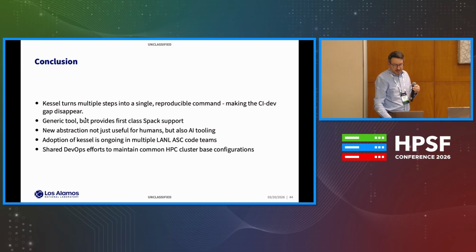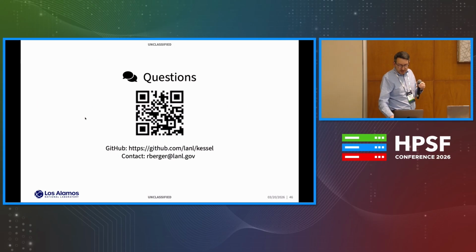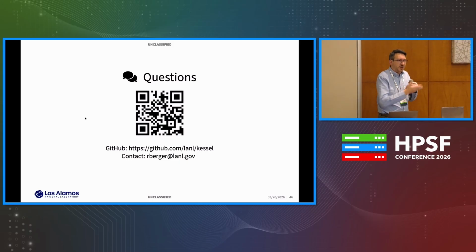Adoption is ongoing at Los Alamos, at different ASC code teams, and a side benefit of this is that we're trying to have this shared DevOps effort to have a shared SPAC configuration. And yeah, it's open source. You can find it on GitHub. And yeah, let me know what you think.